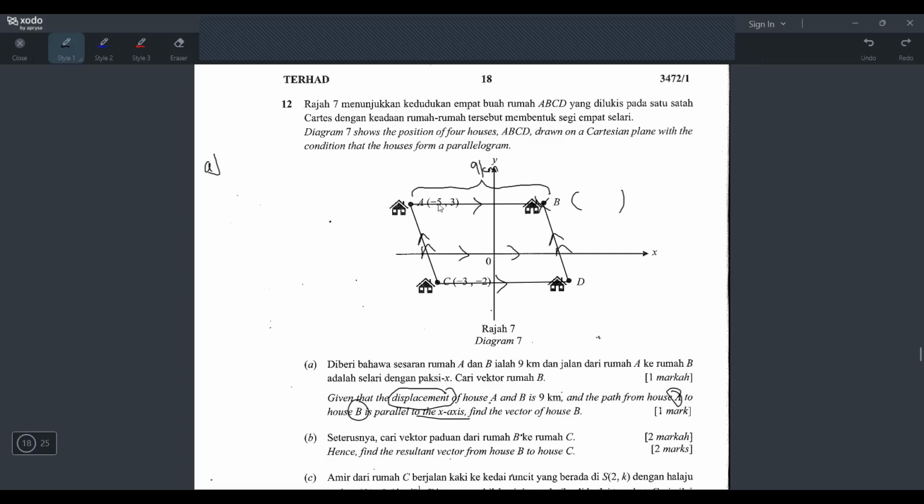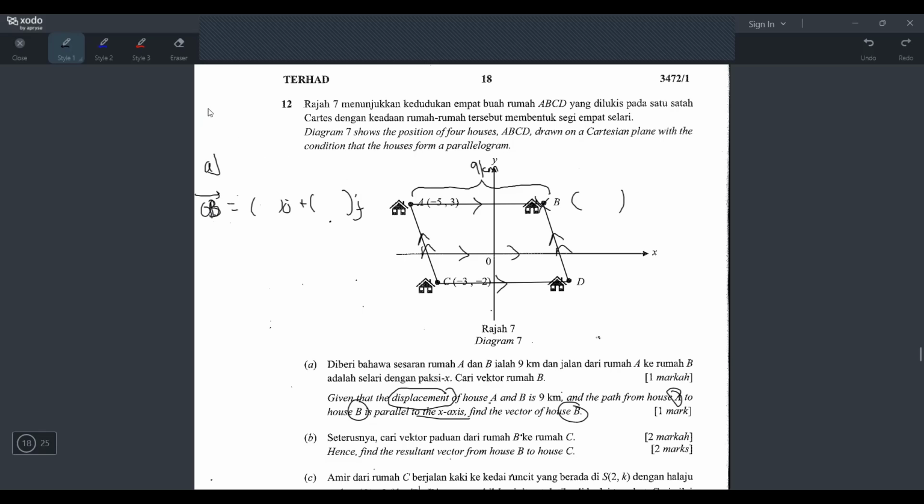It means CD, x-axis, AB, they are all parallel. And then it says find vector OB. Okay, if you want to find the vector OB, it means I'm finding vector OB. All right. And let me tell you, this is coordinate vector because they give you in a Cartesian plane, right? So everything will be in terms of i, j later, right? Everything will be in terms of i, j later.